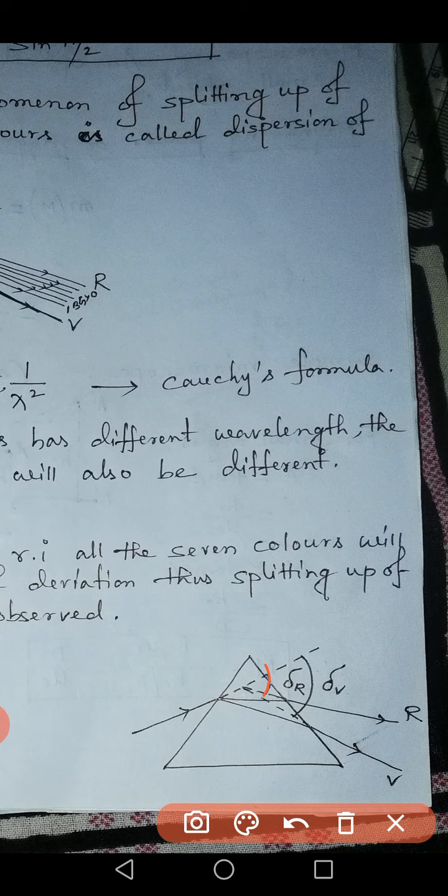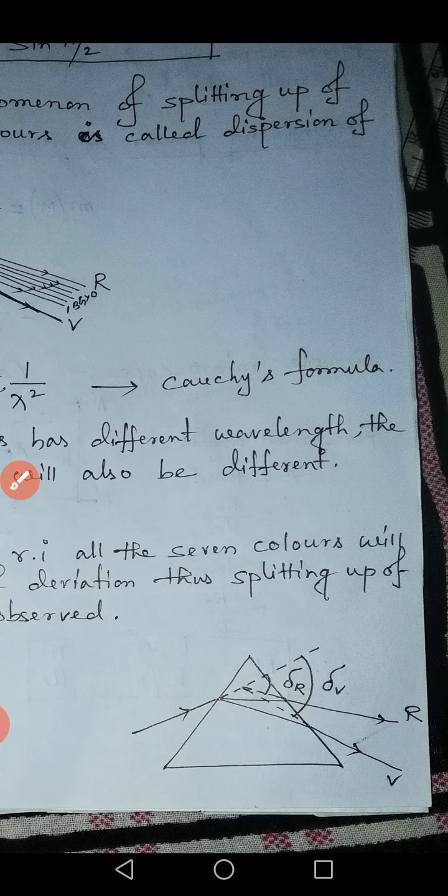For violet the light goes like this, and to calculate the angle of deviation for violet, this violet light should be extended backward, and this big angle is the angle of deviation for violet, delta v. So now you can see that delta r and delta v are different. Since they are different, we get splitting up. Red is above, violet is below, and in between red and violet we get the other 5 colors. So I hope it is clear.